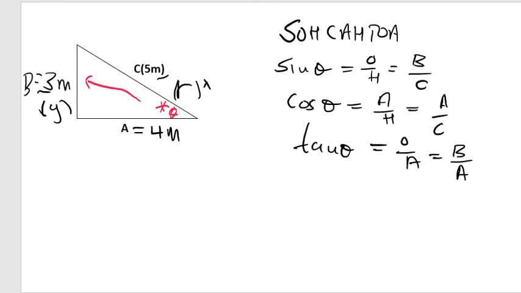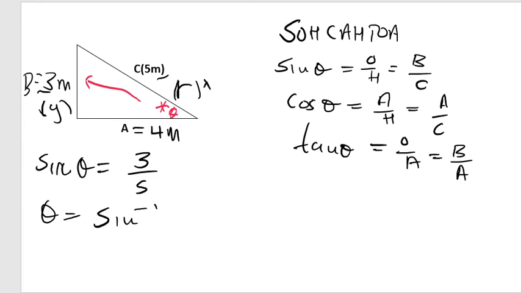Okay, let's use sine for now. Sine theta equals opposite over hypotenuse. Your opposite is b, which is 3, over your c, which is 5. So you make theta the subject of the formula: theta equals arc sine of 3 over 5. When you punch this on your calculator, you'll get 36.9 degrees.